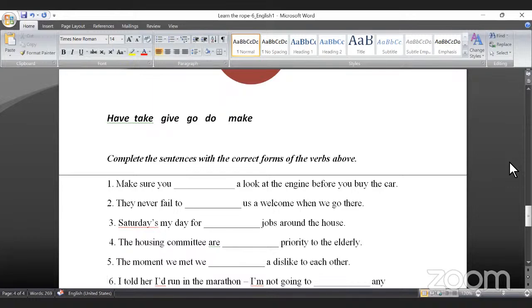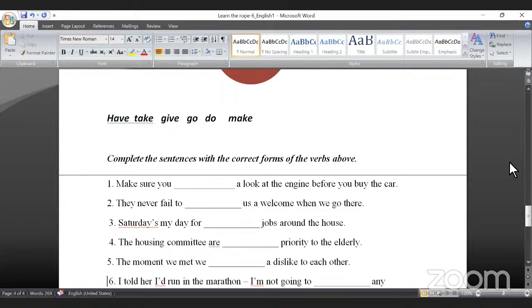Now, the fourth one. The housing committee are dash priority to the elderly. Giving priority to the elderly. So the basic phrase is give priority, and here, because of the applicable tense form, you're using giving priority to the elderly.